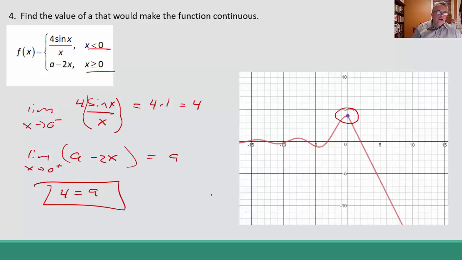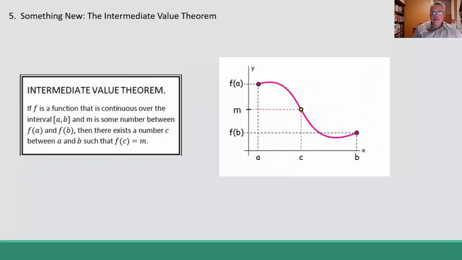Okay. Now we're going to head for our last topic. This is something new called the intermediate value theorem. And it's a property of continuous functions. So let's read through this. If f is a function that's continuous over the interval [a, b]. This is interval notation. This means all values of x between a and b, and since these are square brackets, including a and b. So we have a function defined on some interval between two numbers and including those numbers.